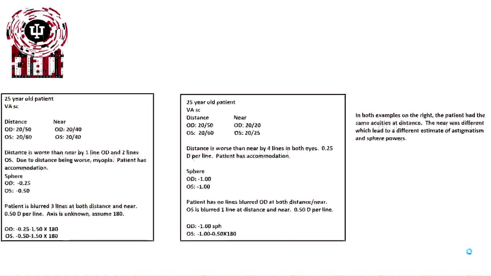Now, the mutual difference between the eyes is 1 line, so the patient has no lines blurred at both distance and near in the right eye. However, there is 1 line blurred in the left eye, or a half diopter per line. Our sphere powers remain the same, and our left eye now becomes a half diopter of astigmatism at 180.